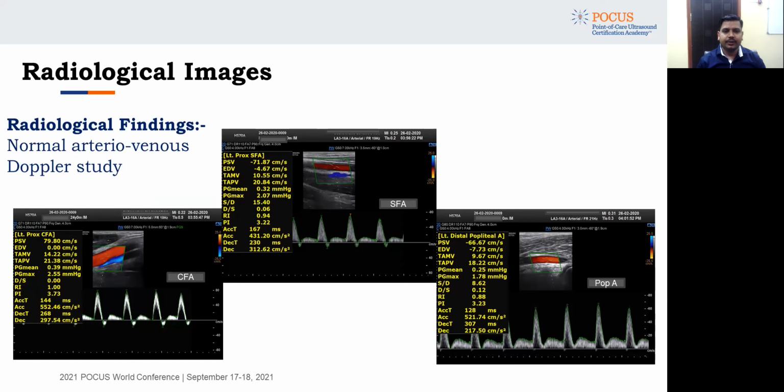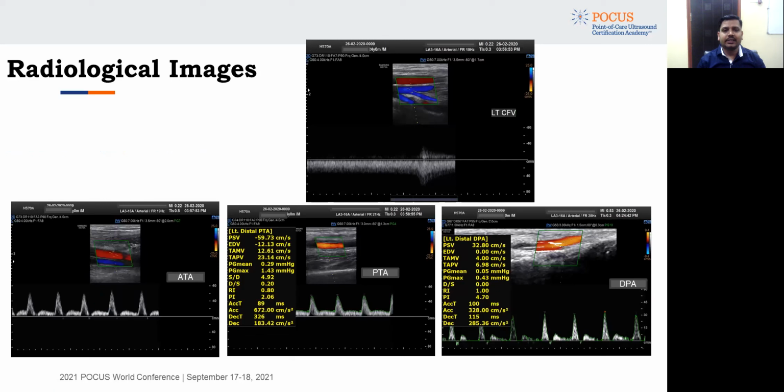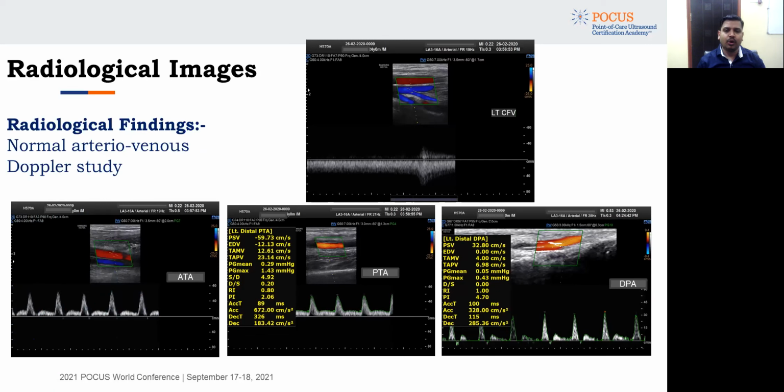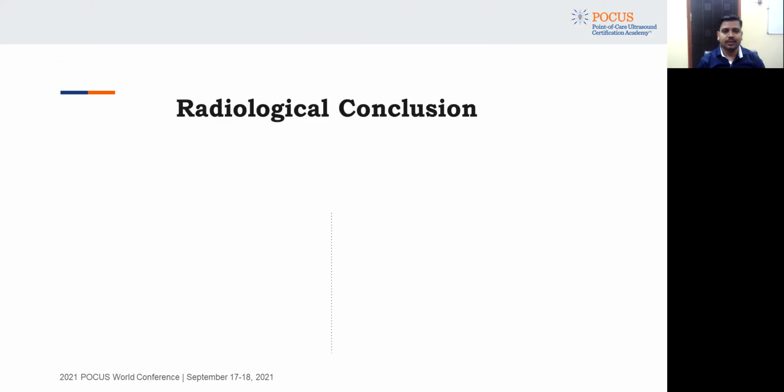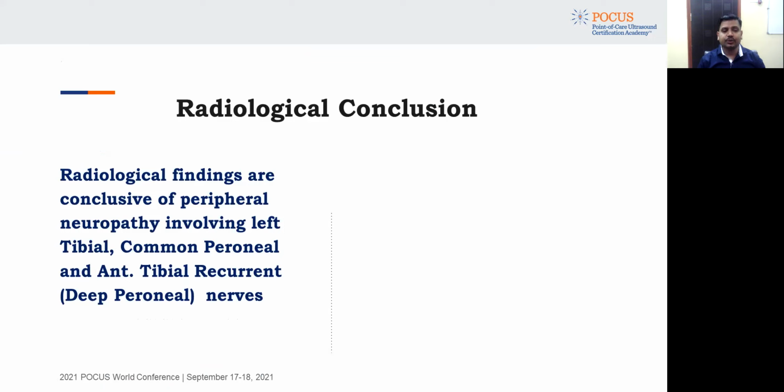On screening, all the left lower limb arteries show normal triphasic flow pattern, as well as the left lower limb veins show normal flow with compressible lumens and increase in the flow, or augmentation of flow, on distal compression, suggestive of normal appearance. So radiologically, at this stage, we could conclude that the chronic non-healing ulcer in this case was due to nerve etiologies and not due to vascular etiologies.